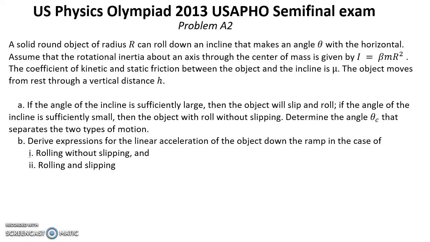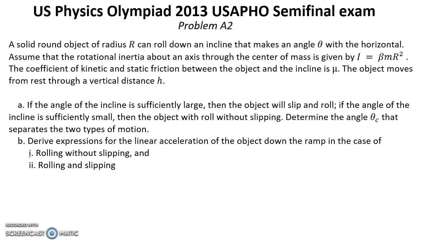Question B. Derive expressions for the linear acceleration of the object down the ramp in the case of 1, rolling without slipping, and 2, rolling and slipping.